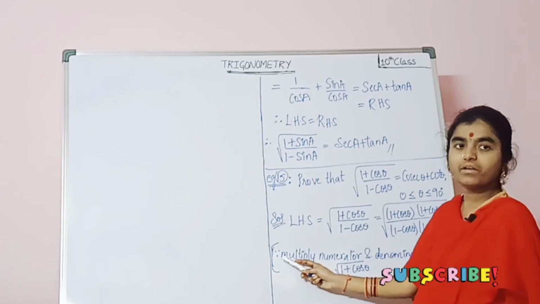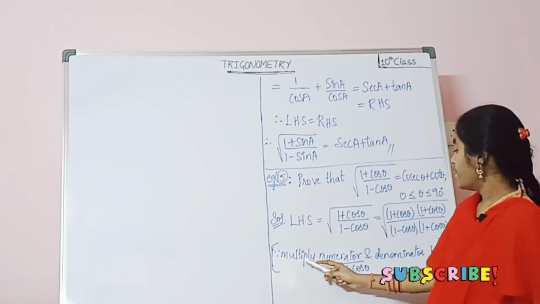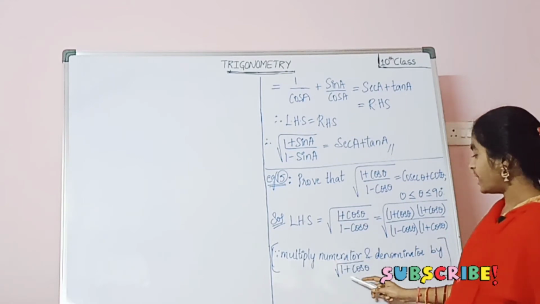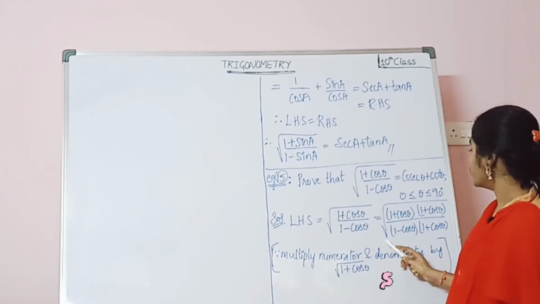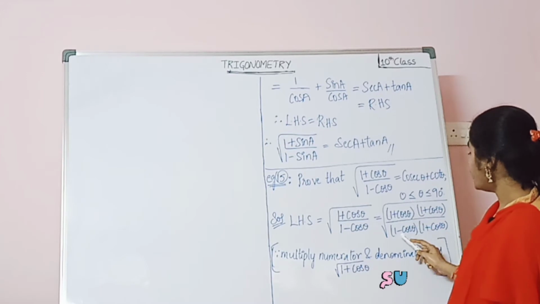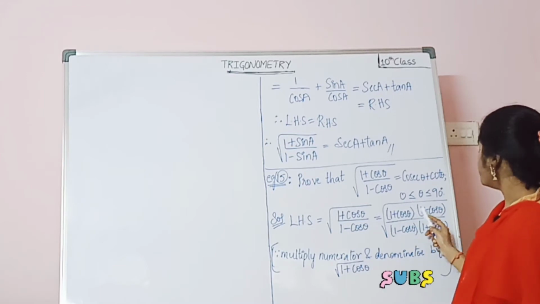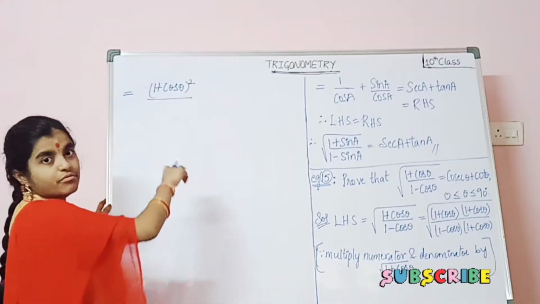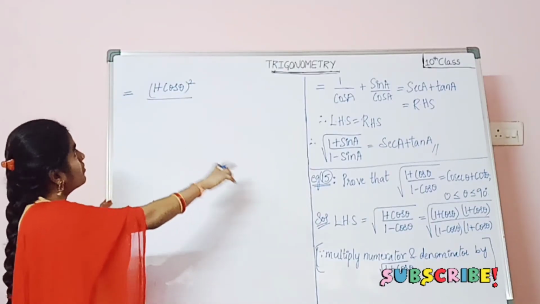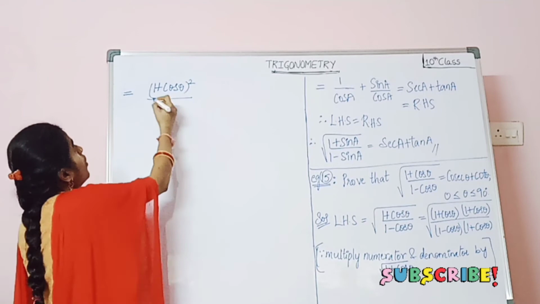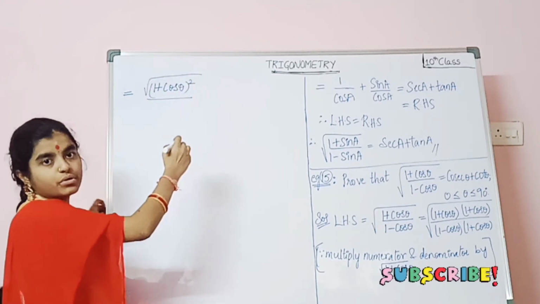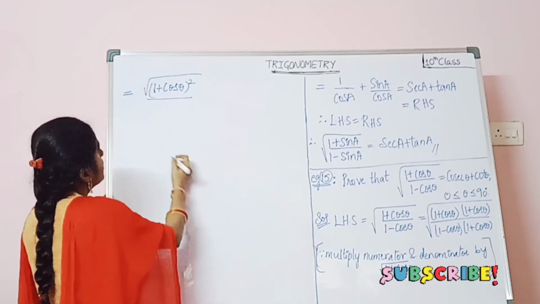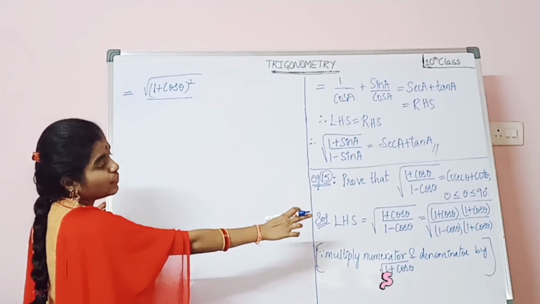In the same manner here also, we are multiplying numerator and denominator by the square root of 1 plus cos theta. So the square root of (1 plus cos theta by 1 minus cos theta) into (1 plus cos theta by 1 plus cos theta) is equal to the square root of (1 plus cos theta) into (1 plus cos theta), which means (1 plus cos theta) whole square, by (1 minus cos theta) into (1 plus cos theta).